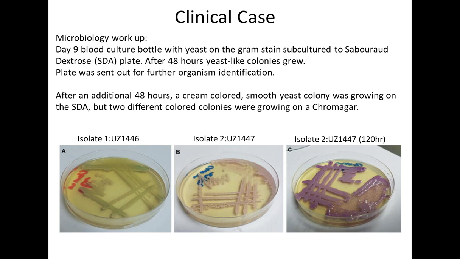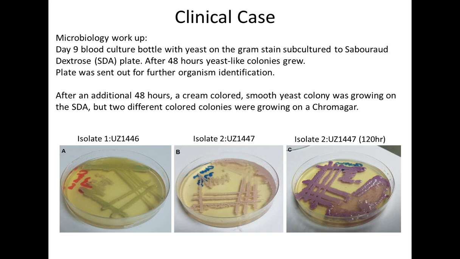So looking at the microbiology workup, on day 9, you'll remember the blood culture bottle was yeast positive on the gram stain. They subcultured that blood culture bottle to sabouraud dextrose plate. This is a plate specifically to grow yeast or fungus. And after 48 hours, a yeast-like colony grew. Now, at this point, because the laboratory itself wasn't able to do full yeast identification and fungal workup, they sent the plate out to a reference laboratory for further organism identification.